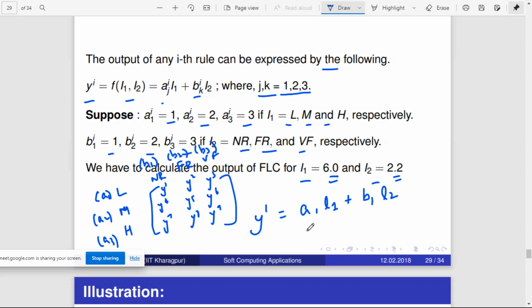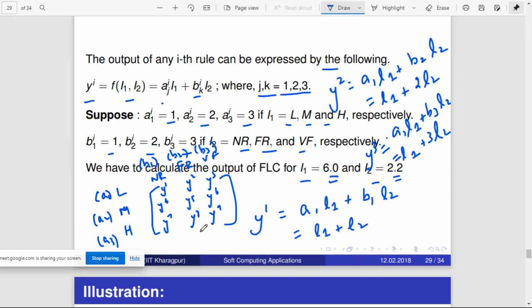Could someone say what is Y8? Y8 is connected with what? A3 and B2. What is A3? 3. So 3 I1 plus what is B2?